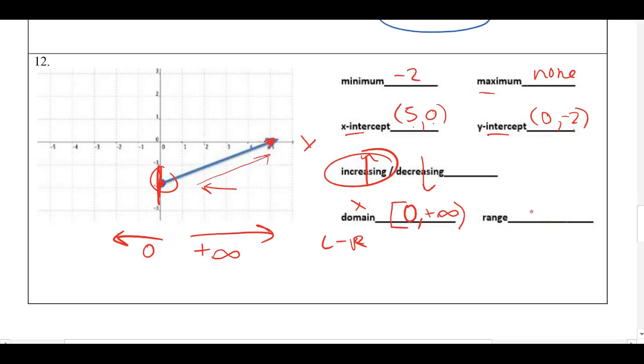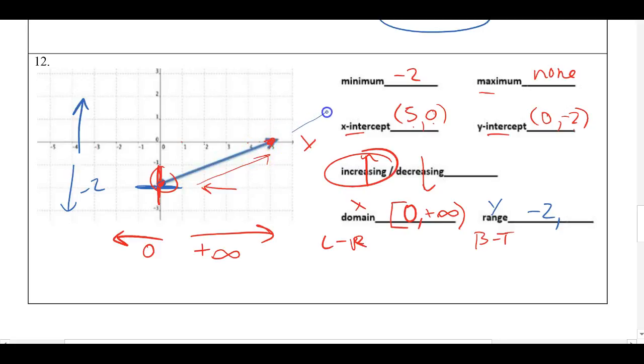Okay, now range is pretty similar. Remember, we start from the bottom to the top, or negative to positive again. So in the bottom, use a different color here. The bottom, it does not go down forever. It stops right here at that point again. And that point for y, remember range is y, is -2. So we'll write -2. And then we say, does it go up forever?